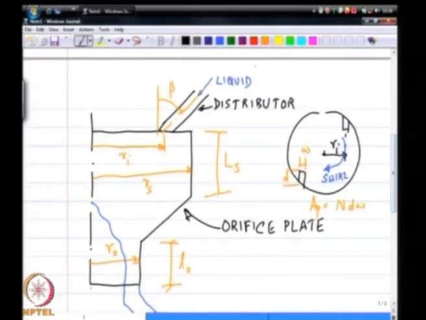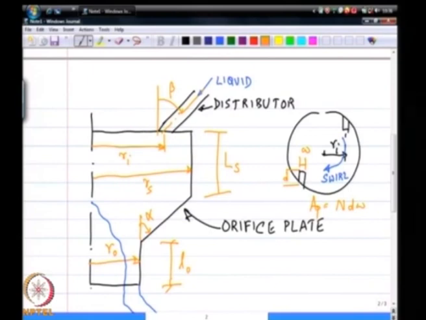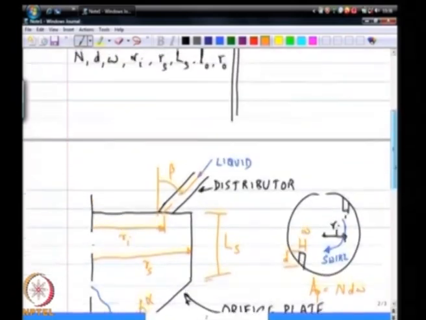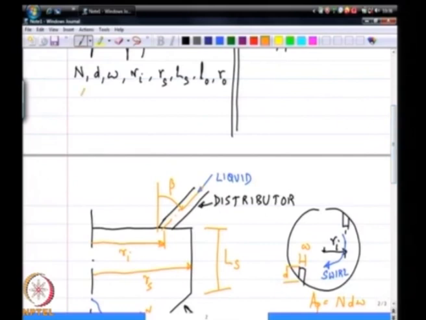Now, I could also have, let us say, this angle here alpha, the angle of convergence. These are all parameters that are important.